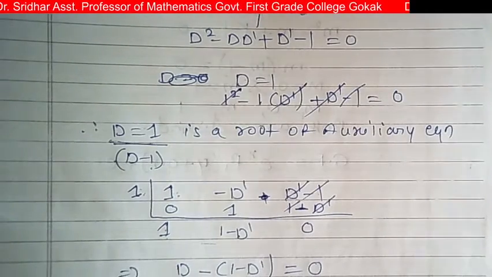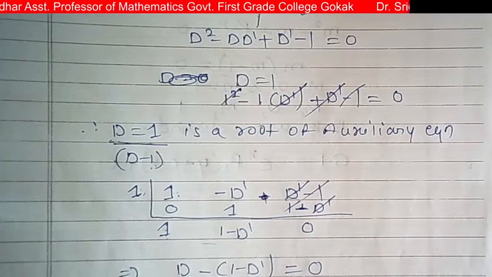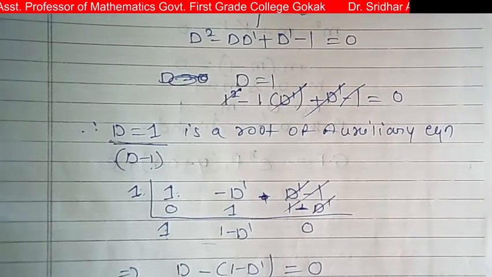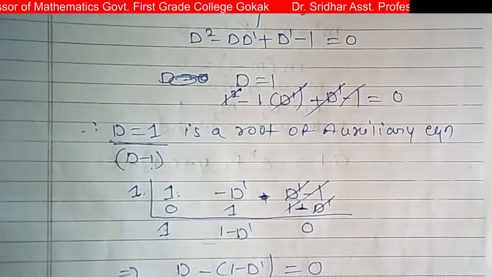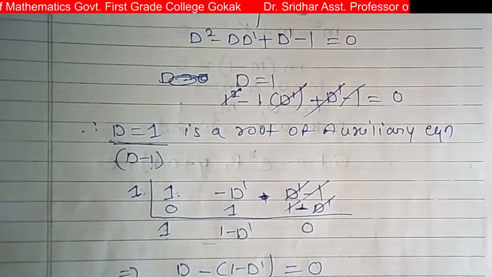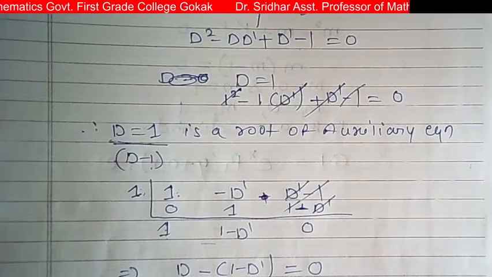Now substitute this value of d here in the second equation and calculate the value of d dash, and you will get d dash is also 0. So d is equal to 1 and d dash is equal to 0 you will get.